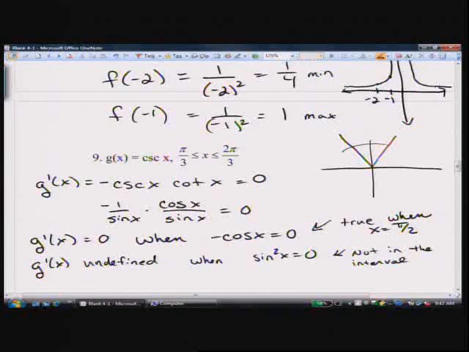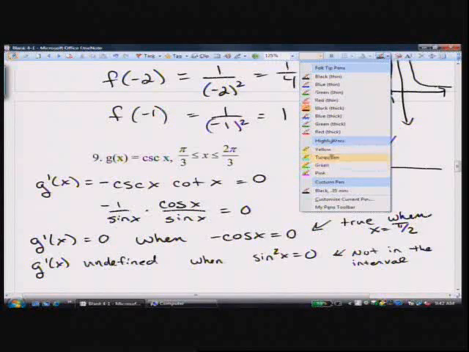The sine equals 0 at 0 and 180, so 0 and pi. But our interval is only from pi over 3 to 2 pi over 3, so the sine is never 0 there. Negative cosine x would be 0. It doesn't really matter because cosine x equals 0 and negative cosine x equals 0. So you can divide through by negative 1 and just figure out where cosine x equals 0. Okay, everybody happy? So we got one critical point.